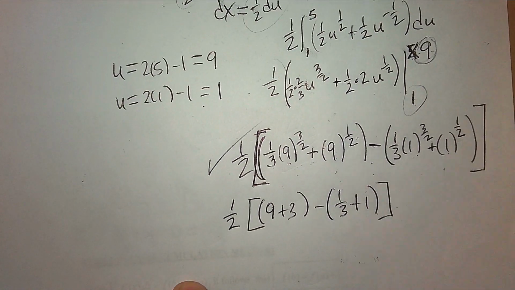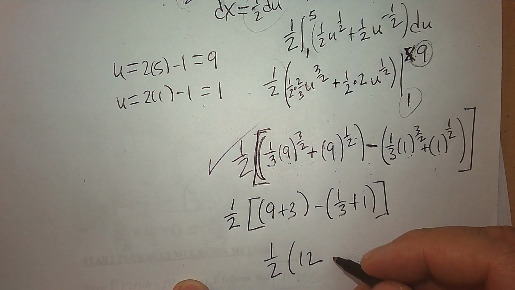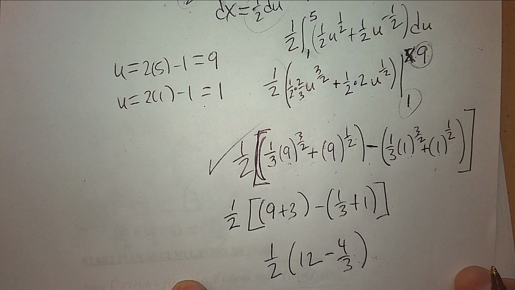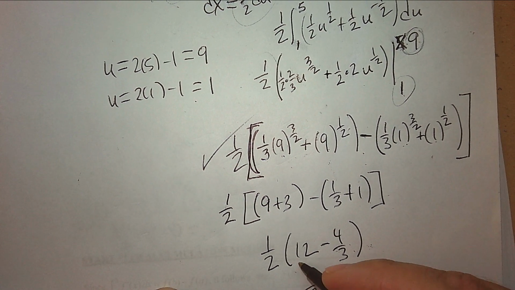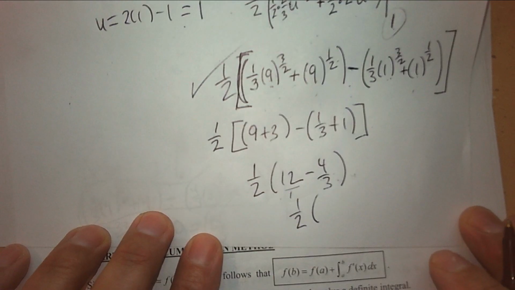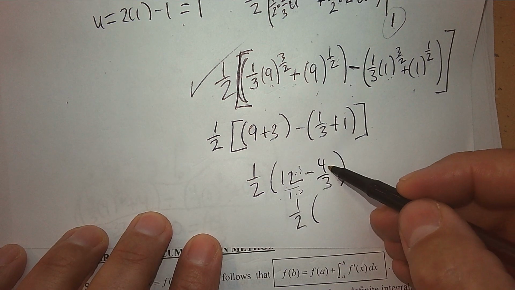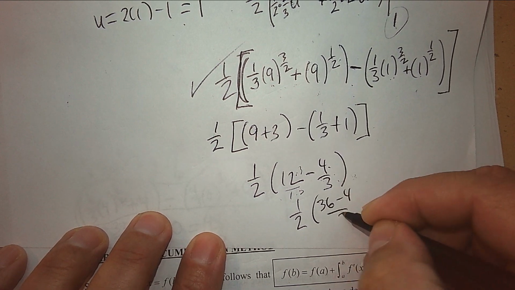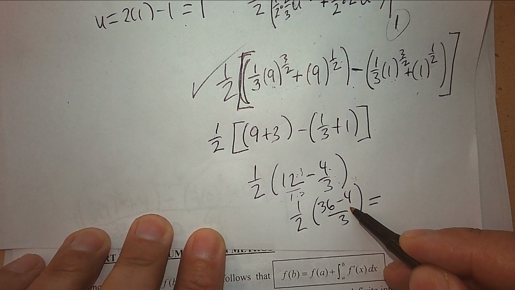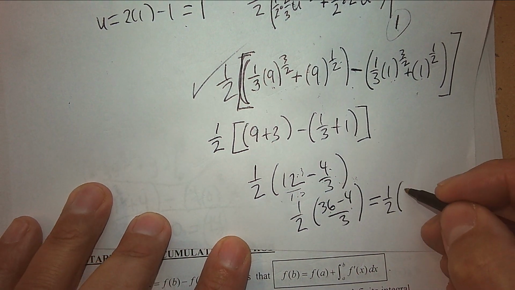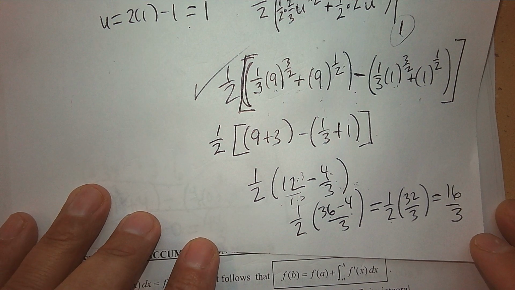Let's keep going. 9 plus 3 is 12. 1/3 plus 1 is 1 1/3. But to put it together, it's better as an improper fraction. So that's 4/3. Bring this together. Put a 1 underneath the 12. Common denominators, top and bottom, times 3. So it's 36 take away 4, all over 3. 36 take away 4 is 32. 2 goes into 32 16 times, and you have the answer 16 over 3.